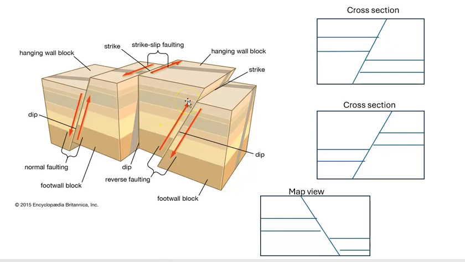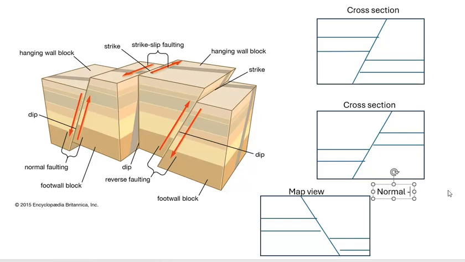So there are two types of faulting when we look at a cross-sectional view. These are called dip-slip faults. And the thing we want to remember is that a normal fault is caused by tension. So this one here is a normal fault.